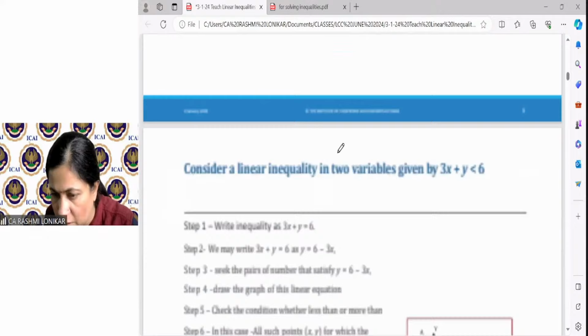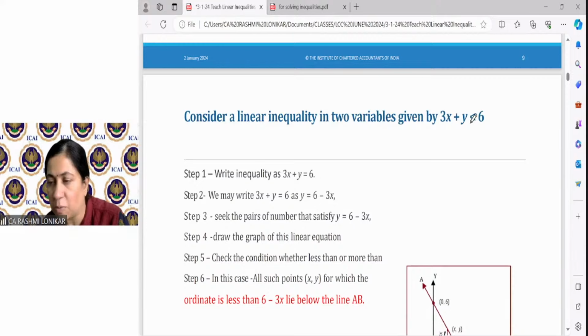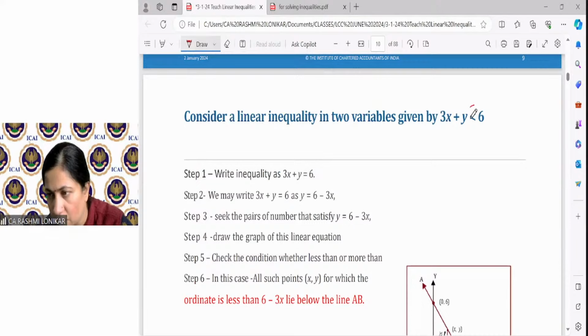Now, consider the linear inequality in two variables given by x plus y is less than 6. Okay, so this is not less than or equal to 6, it is less than. This is very important that you understand. You have to see whether it is less than or equal to. So here it is less than. Now, what are the steps we are going to follow?